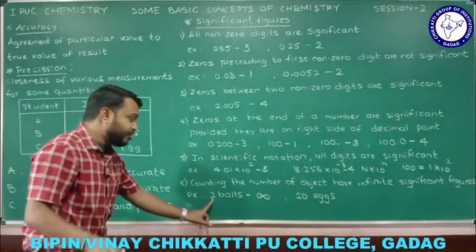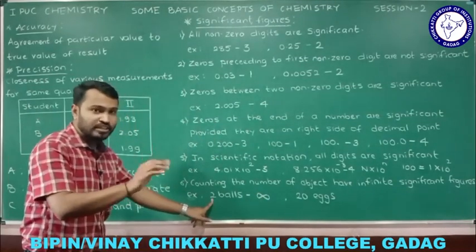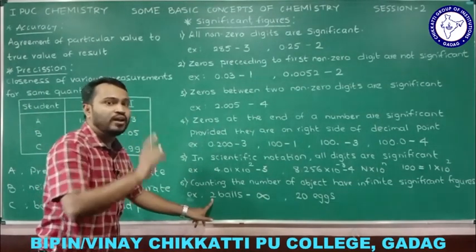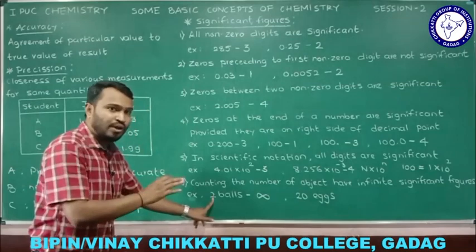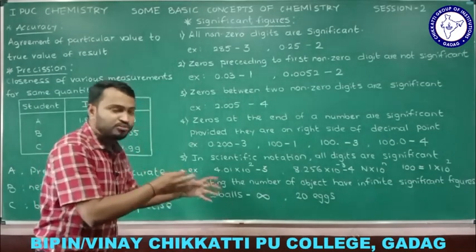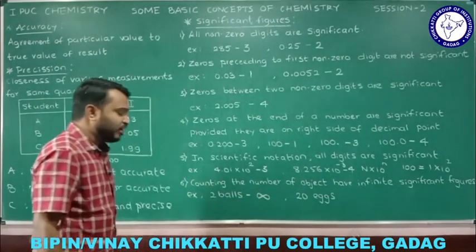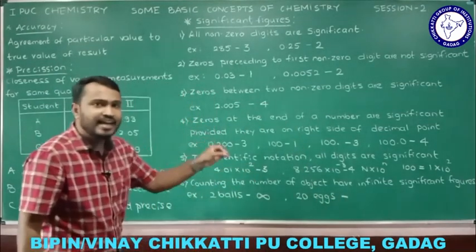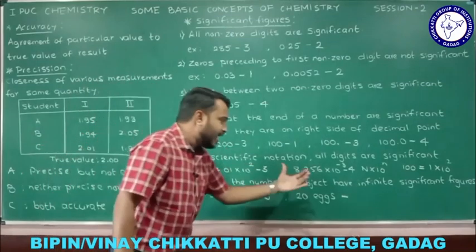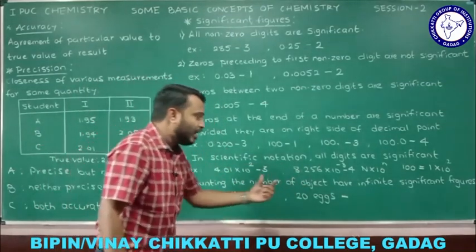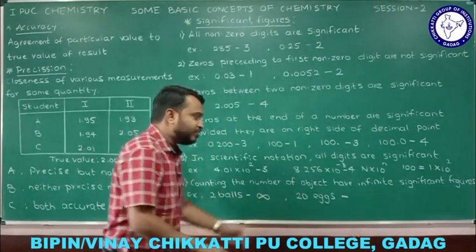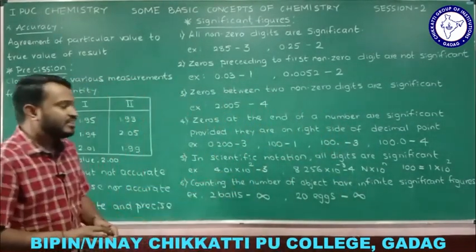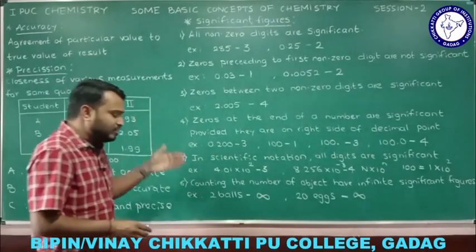Infinity. If I had given only 2, not an object, only the number 2, you would have said the significant figure is 1, but this is not 2 alone. We have 2 balls, we have objects, therefore the number of significant figures will be infinity. One more example, 20 eggs. So 20 eggs are the objects, and how many are there? 20, we can count that. Therefore this also has infinite significant figures.